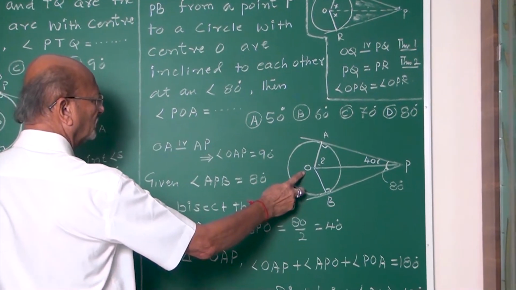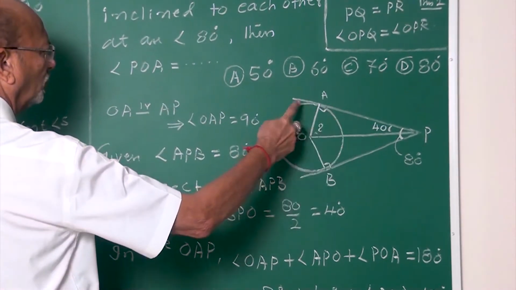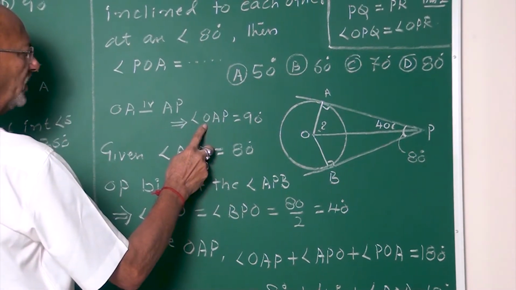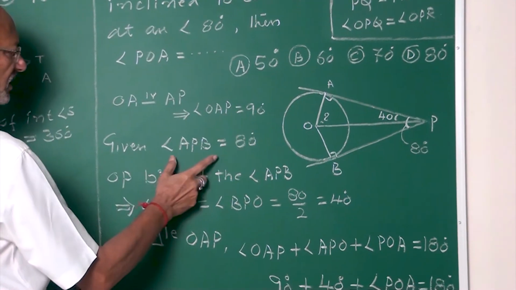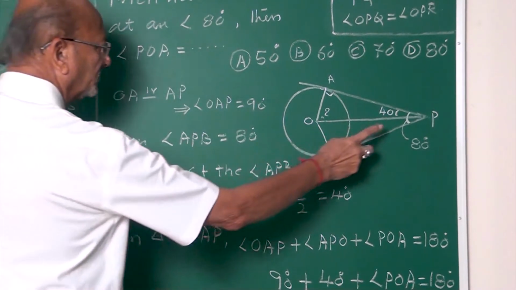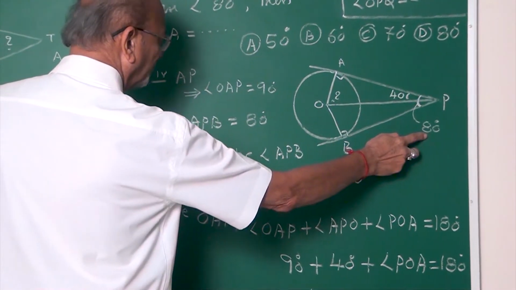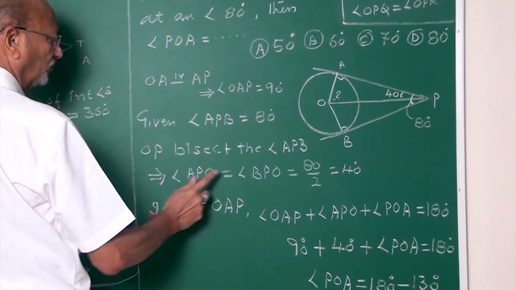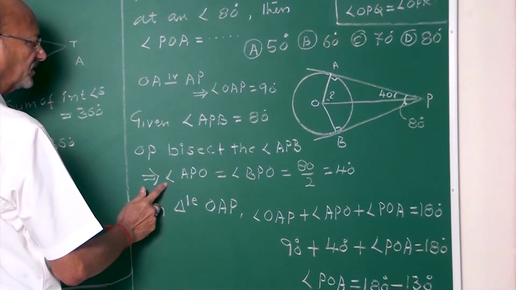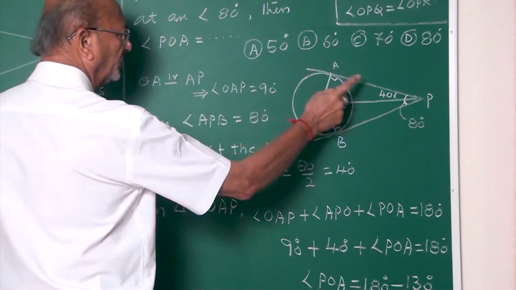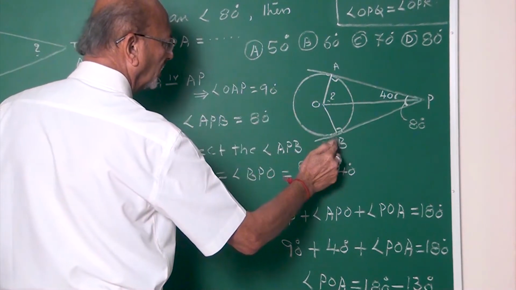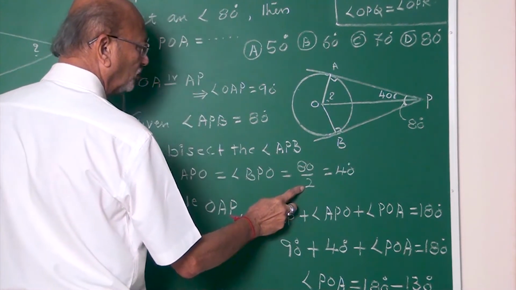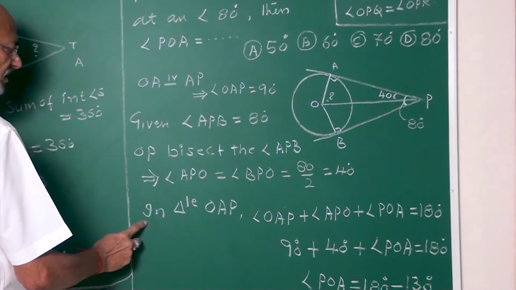Once again, my friend, OA is perpendicular to AP. So this angle is what? 90 degrees. Angle OAP is 90 degrees. Given angle APB is 80 degrees. But OP bisects the angle APB. Therefore, each angle is bisected into two equal parts. Angle APO equals angle BPO equals what? Bisection means two equal parts. 80 upon 2, what is 80 upon 2? 40 degrees.